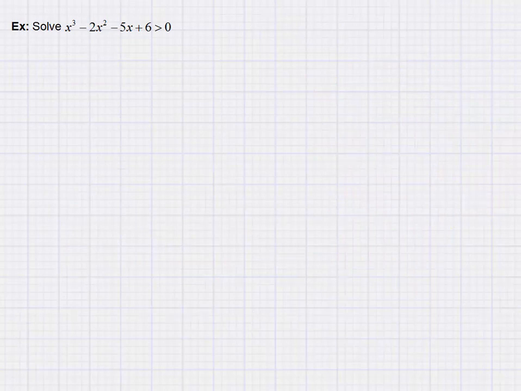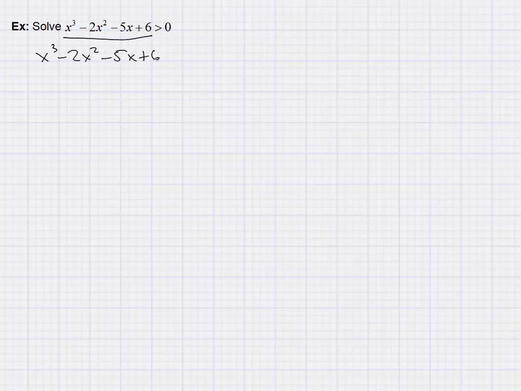Solve this polynomial inequality. First thing, make sure it's 0 on one side. You already got it, so that's done. Next thing you want to start to do is find the zeros for this polynomial. So figure out where the zeros are for x cubed minus 2x squared minus 5x plus 6. So you're solving this equation. This equation helps you solve this inequality.